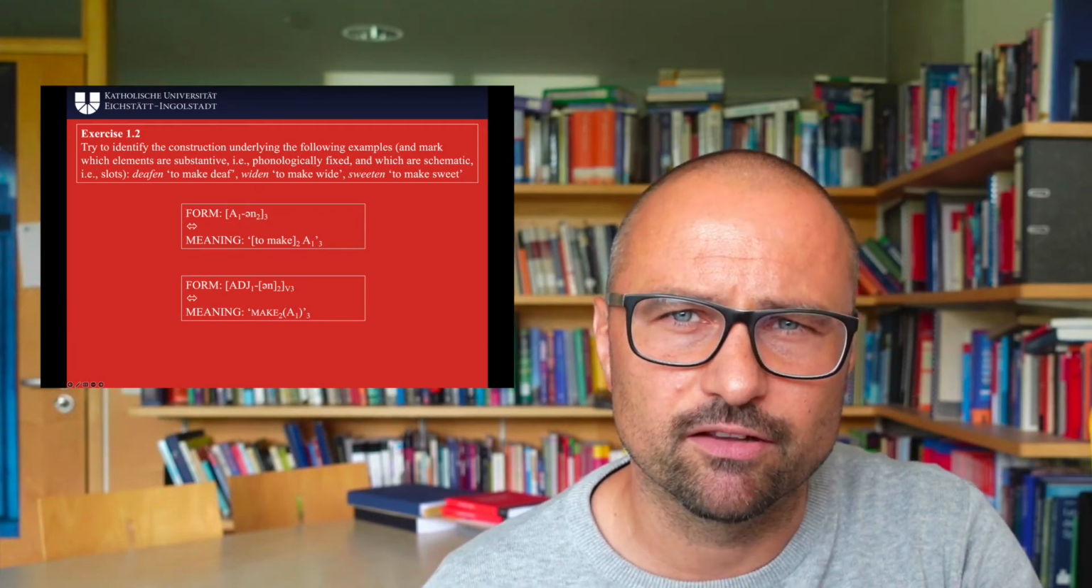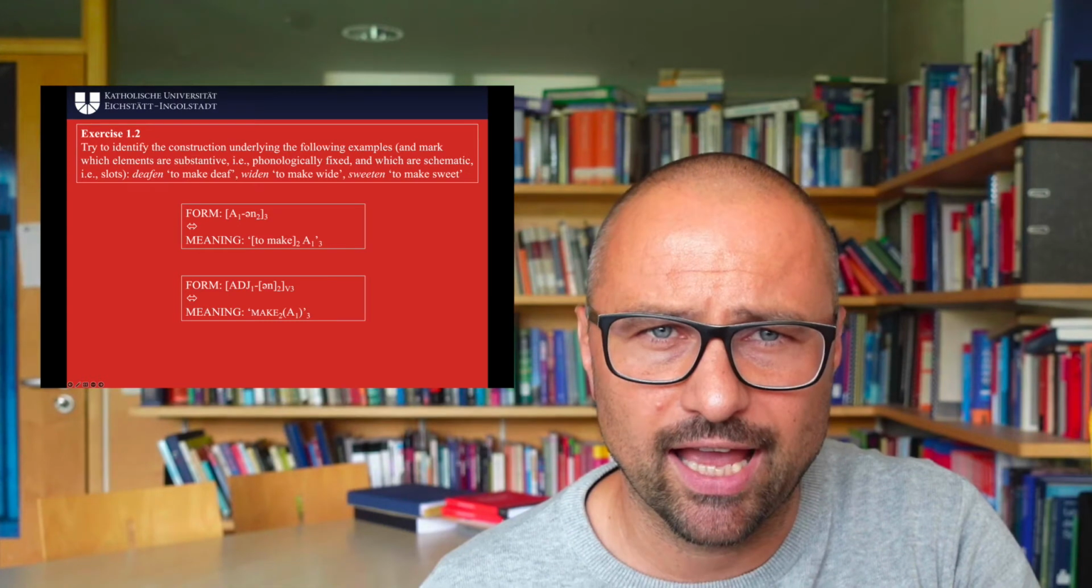Now you can already see in the first template up here, which would be a perfectly acceptable representation, that you have A, which is again a slot where you can put in deaf, wide and sweet. It's always followed by n, so this is a phonologically substantive element that we can fill by schwa and the nasal n. And the whole meaning part of this is going to be to make A, so deafen is to make deaf, widen is to make wide, sweeten is to make sweet. So the n bit we can identify as having the meaning to make in this construction. And the A slot is of course productive, and we can put lots of things in there.